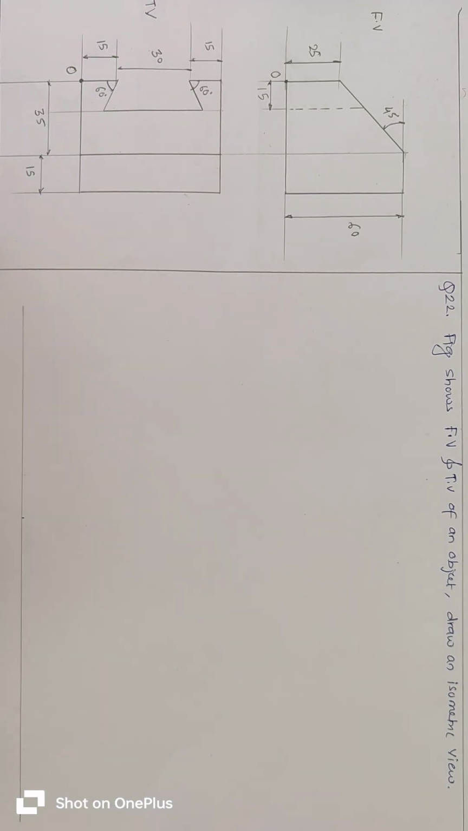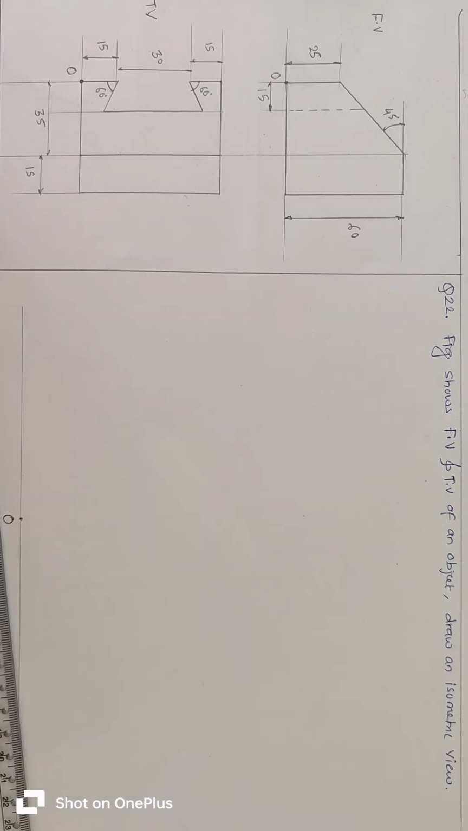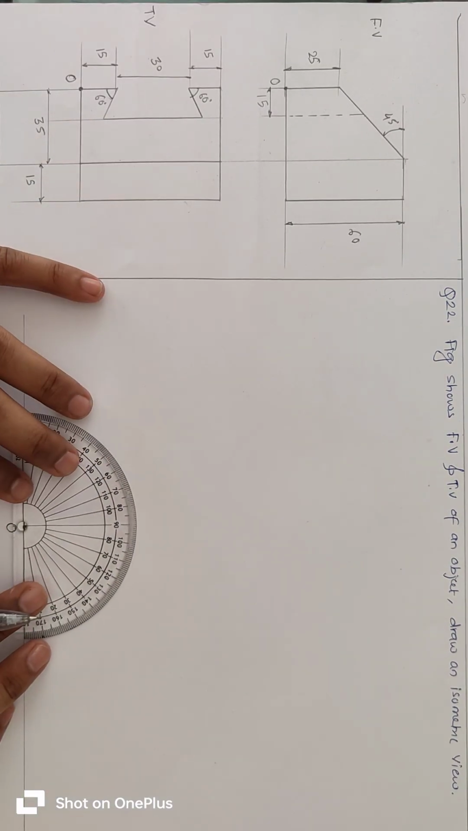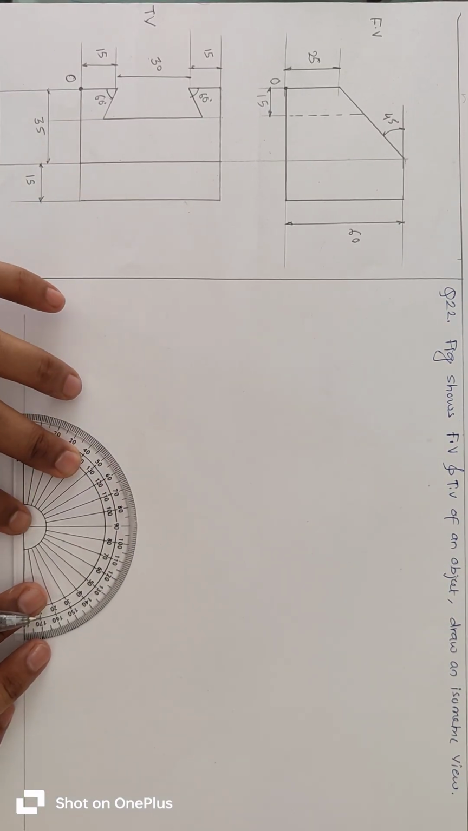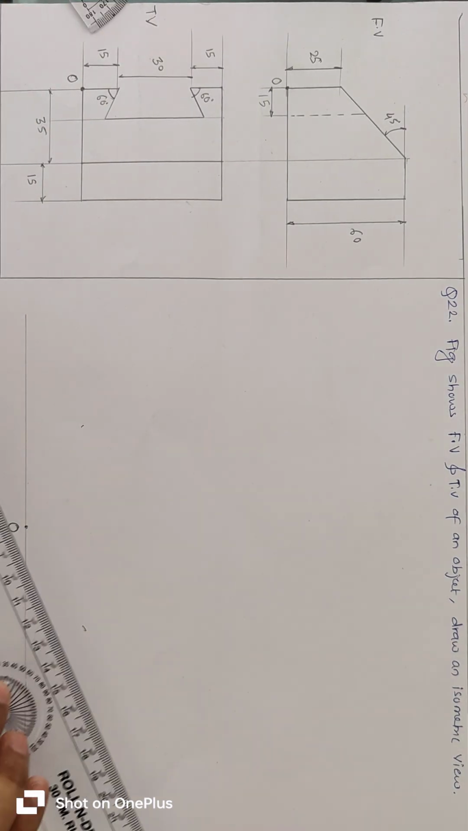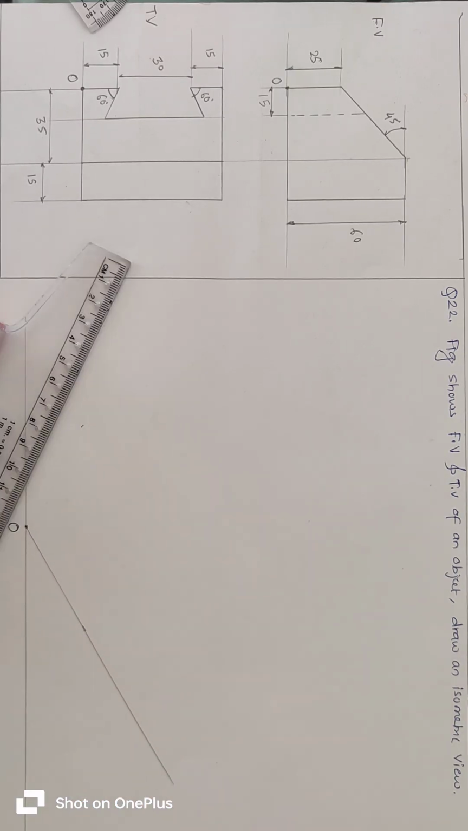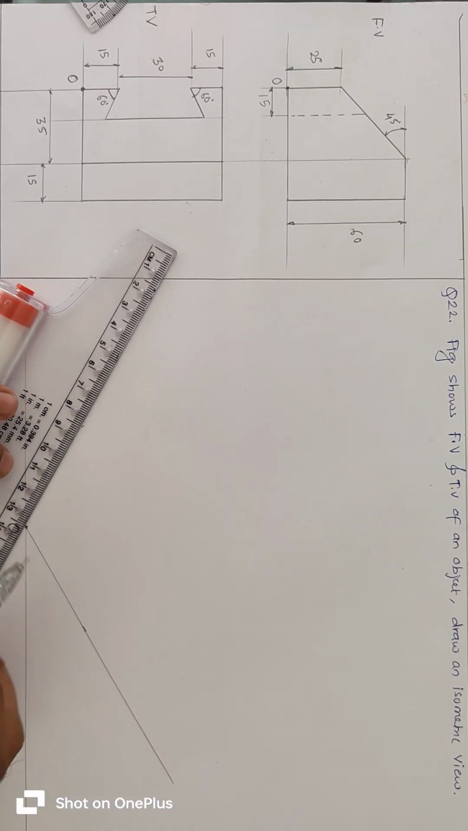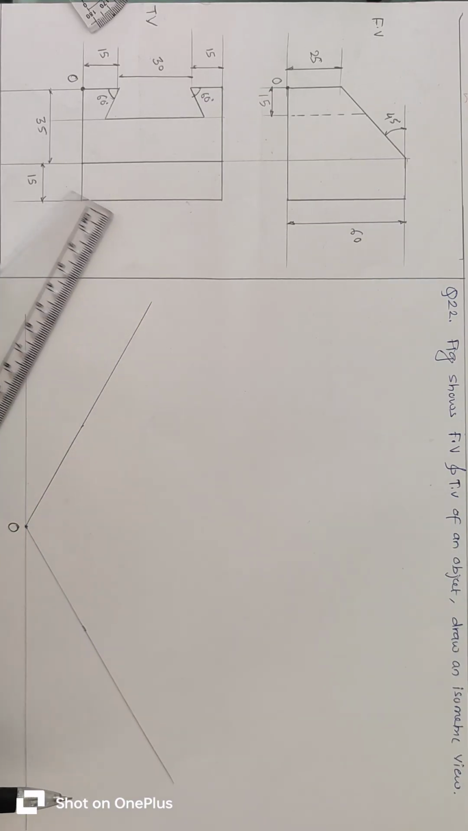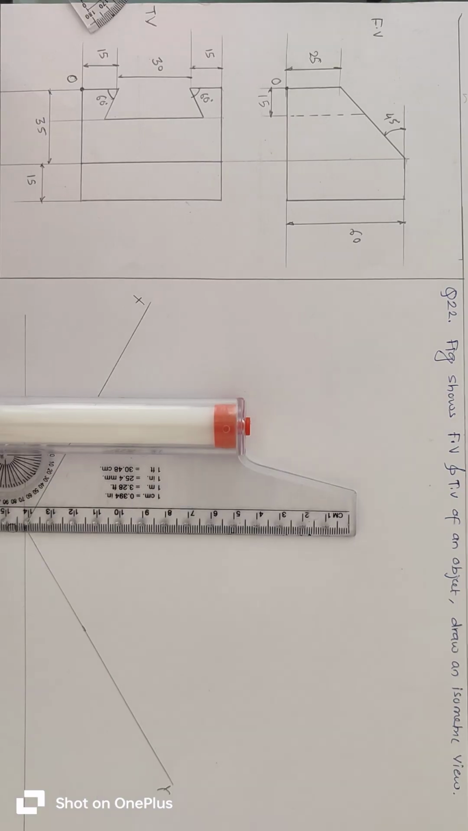So in answer, first we will draw horizontal line. Then we will mark a point O, and from point O, take 30-degree angle on both sides and draw inclined lines. So this axis will be x, this is y, and vertical will be z.